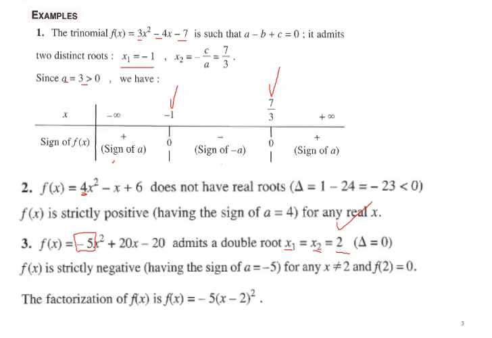Here we have minus 5x squared plus 20x minus 20. In this case, after solving, you will get delta equals 0. So we have a double root, x1 and x2 equal to 2. We look at a, which is negative, so f of x is negative for every x other than 2. So again we have three cases. If delta is positive, we have two roots: same, opposite, same. If delta is negative, it takes the sign of a. If delta equals 0, it also takes the sign of a.